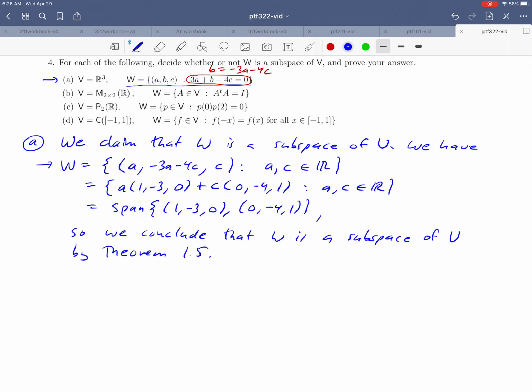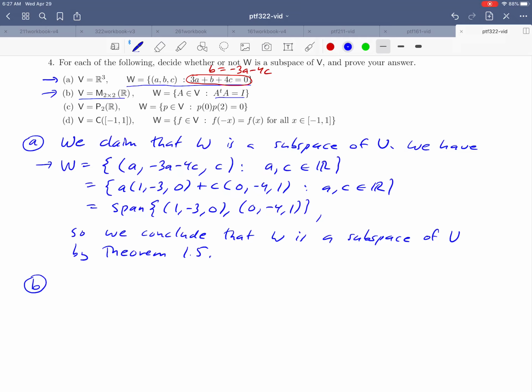So let's move on to part B. This is a very different vector space. Now V is the set of all 2 by 2 matrices with entries in the real numbers, and we'd like to check to see if the set of all matrices A that satisfy this relation, the transpose of A times A is equal to the identity, is a subspace. Take a minute and think about that maybe. If you think about the very first property required for a set to be a subspace, we need the zero vector to be in that subset. Is the zero vector in W in this case?